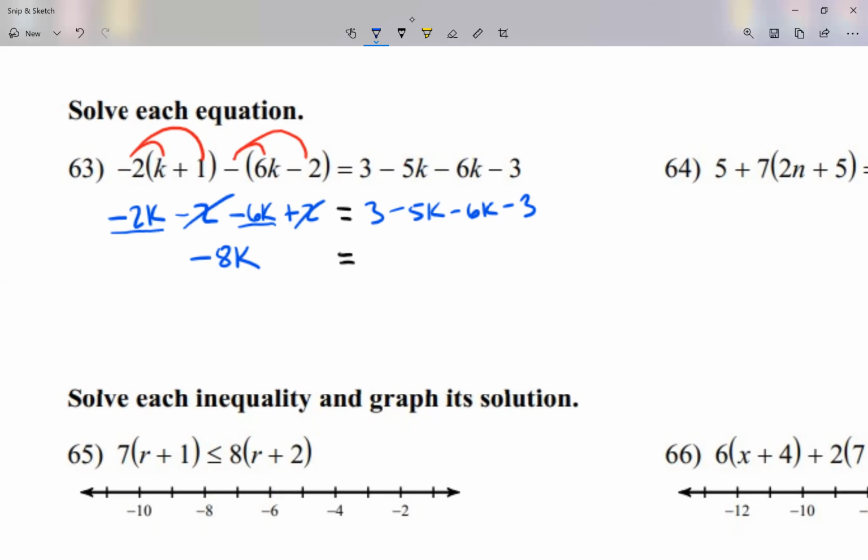Now on the right side, let me combine my like terms. When it comes to letters, that gives me -11k. When it comes to numbers, 3 minus 3, cancel out again. So I don't have that. So now, like I said, now that I combine what I could, letters to one side. So this -11k, let me move it over here as a +11k.